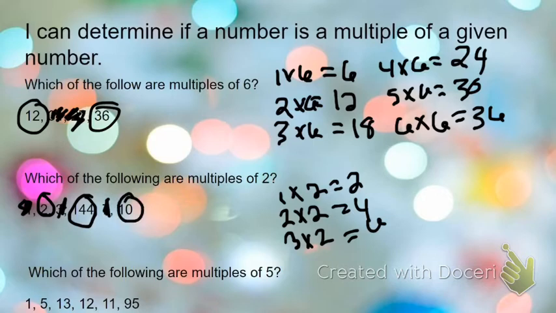So that one actually had 3 answers. Go ahead and write down your 1, 5, 13, 12, 11, and 95. And above it, write your 5 because that's what we're trying to figure out for this next one. Which of the following are multiples of 5?